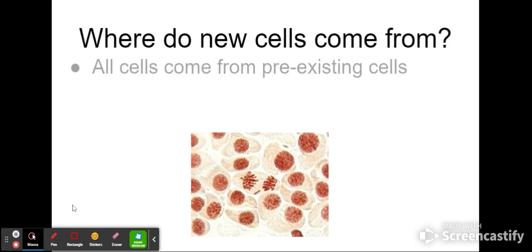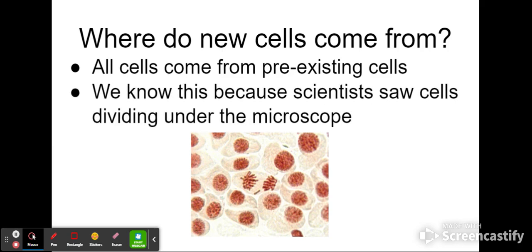So underneath, where do new cells come from? You're going to go ahead and write down all cells come from pre-existing cells. They come from cells that are already existing. Cells divide to create new cells. And then how do we know? What's our evidence? Well, our evidence is because scientists saw cells dividing under the microscope.